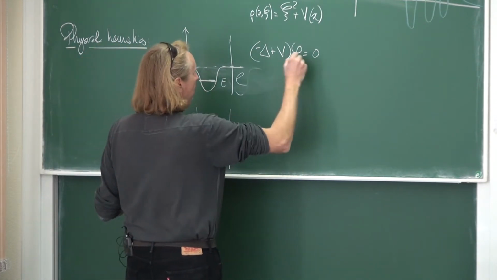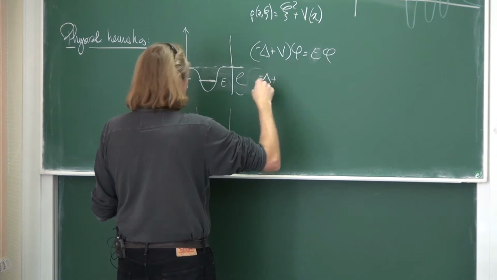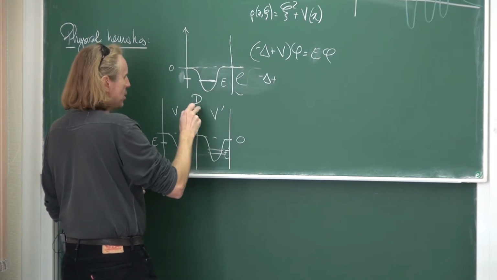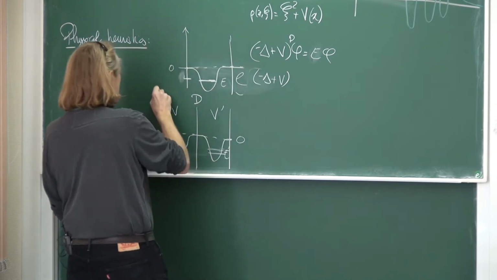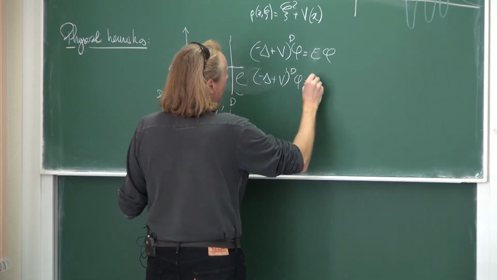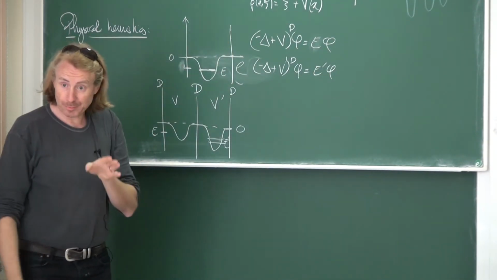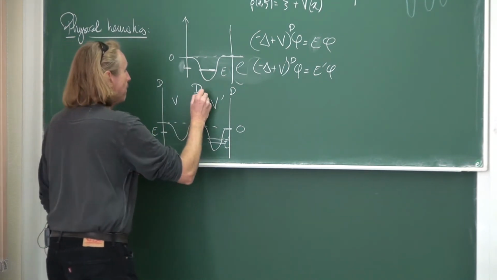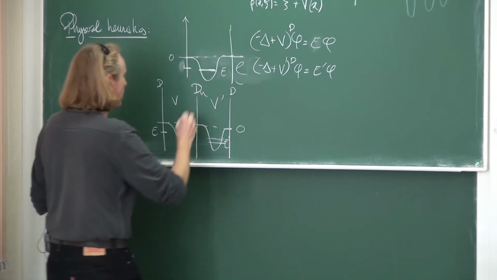And minus Laplacian plus V phi equals E phi, and minus Laplacian plus, so this is V prime, V prime phi equals E prime phi. I first put Dirichlet here, so I put Dirichlet always at the boundaries, and put a Dirichlet boundary condition. Now imagine that I remove the Dirichlet boundary condition. I remove the boundary condition.